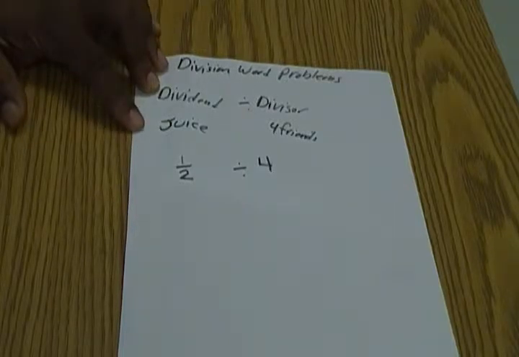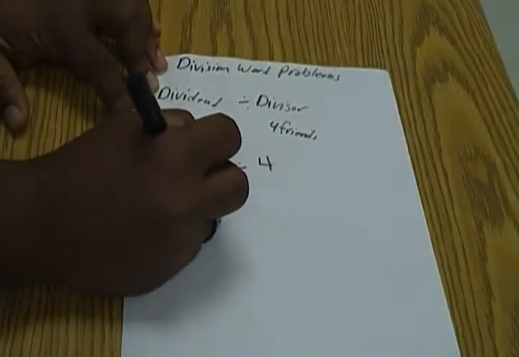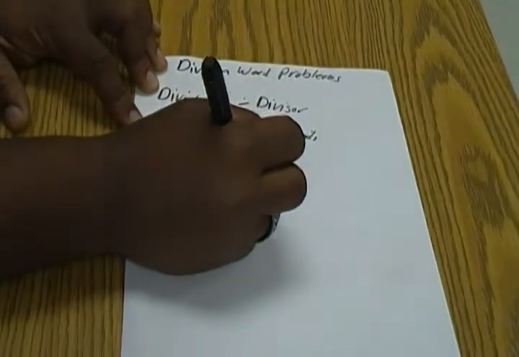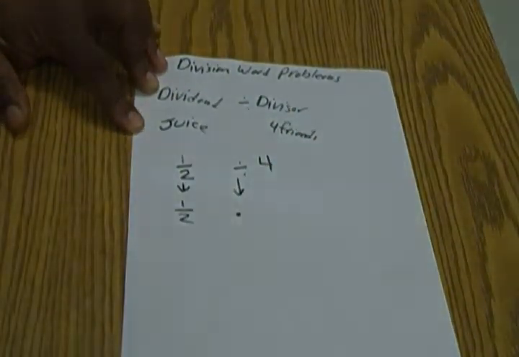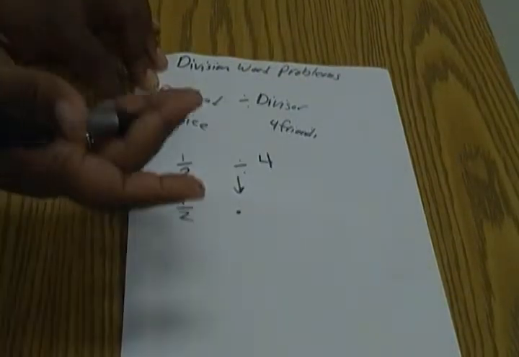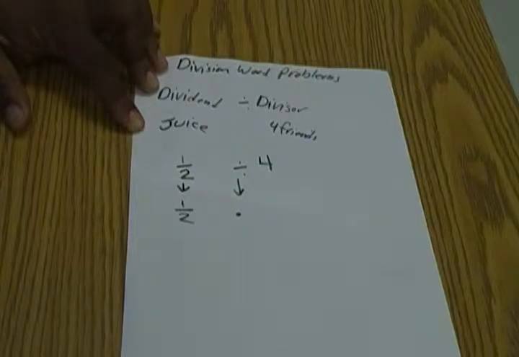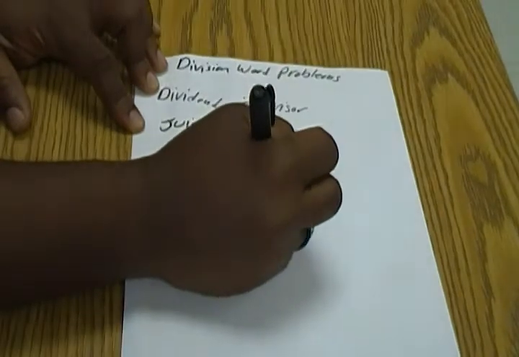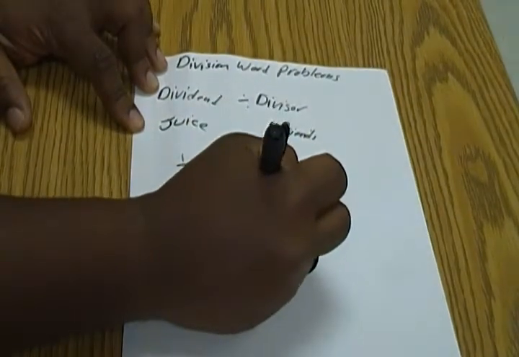Now that we have that problem set up, we can go ahead and do our division. Remember, it's keep, change, flip. We keep 1/2. We change the division sign to multiplication. Most times it's a dot, sometimes it's an X. It doesn't matter which way you put it. And then our 4, which is written as 4/1, is flipped. The reciprocal of 4/1 is 1/4.